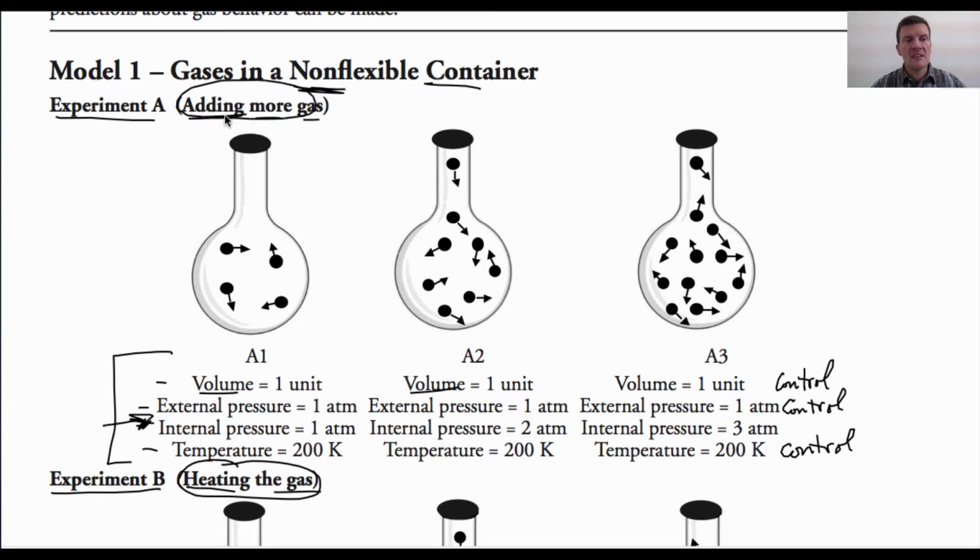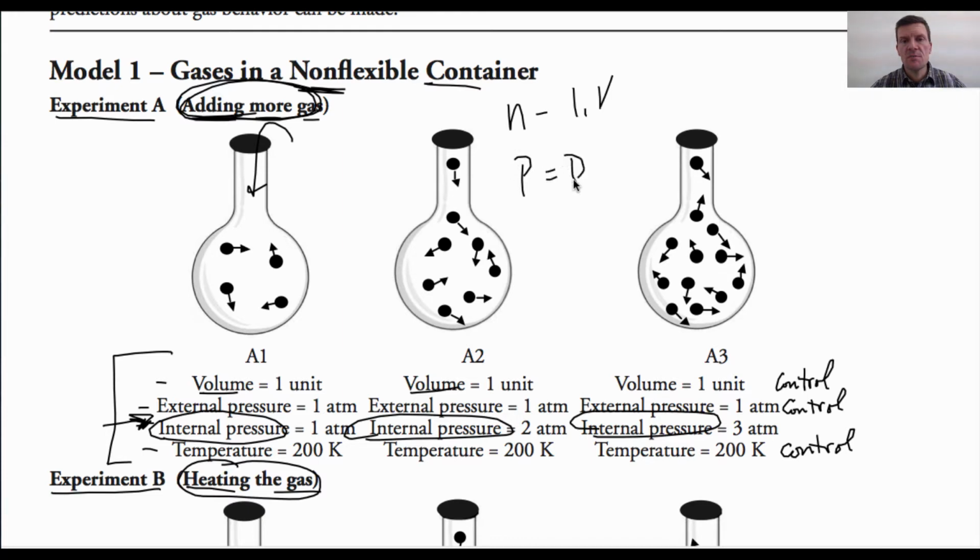Well, we're adding more gas. We were told that we're adding more gas up here, so the number of particles. Which one are you having the control over? You have control over adding more gas. So somehow you are adding more and more particles in order to see how the variables are affected. And in this case, you're seeing specifically how internal pressure is affected. So N, the number of moles, is your independent variable, and your internal pressure is your dependent variable, and then all of these three are your controls.